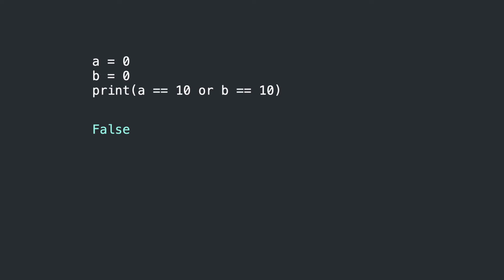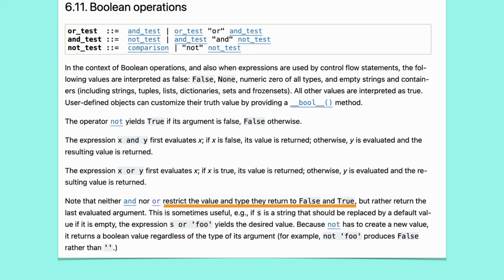Well, not always. I read something really interesting in the Python documentation. It says that the OR operation does not restrict the output to false and true, but instead returns the last evaluated argument. So what does that mean? Well, you can read that here.